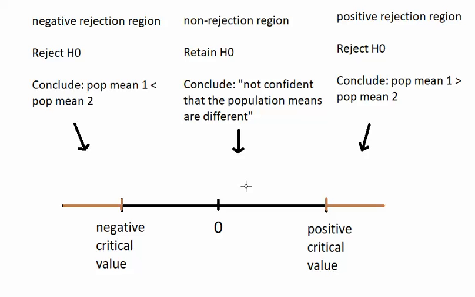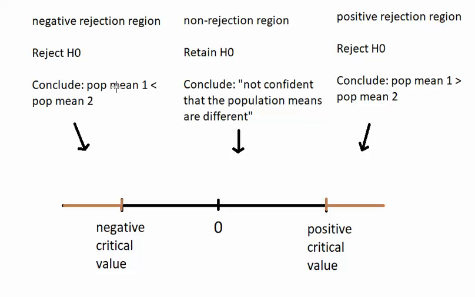Once you calculate the t-score using the formula, you check which area contains your t-score. Your t-score will either be in the negative rejection region, the non-rejection region, or the positive rejection region. The decision that you reach depends on which of the three areas contains the t-score that you calculated. So if your t-score is in the negative rejection region, you reject the null hypothesis because it's one of the rejection regions, and you conclude that the mean of population 1 is lower than the mean of population 2.